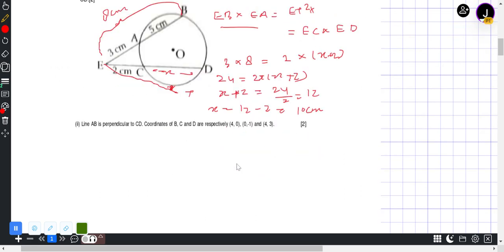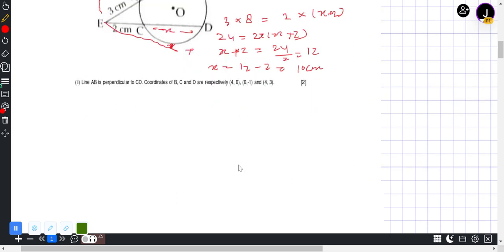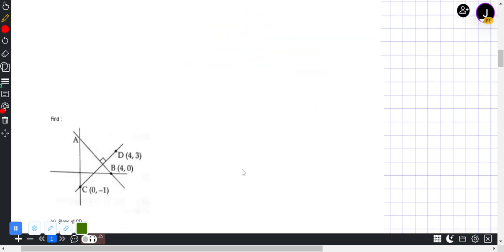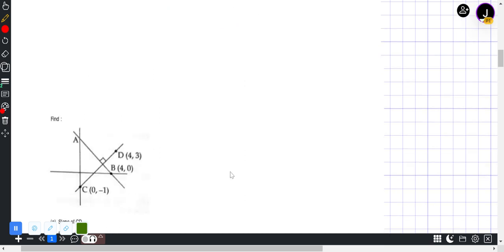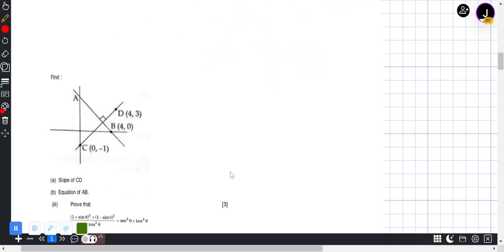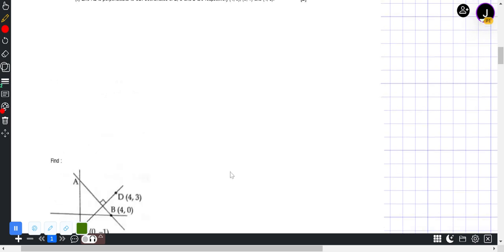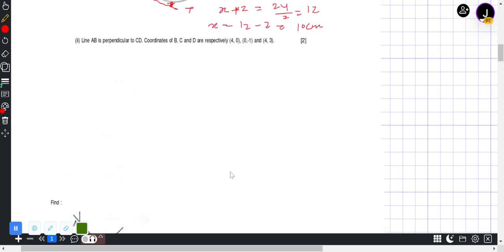Line AB is perpendicular to CD, coordinates of B, C and D are this. Okay, so what we have to find? Find this. Acha, this diagram is given. B, C, D are given, line AB is perpendicular to CD. So what is the question? Question is slope of CD. So slope of CD is very easy. Slope of CD is slope of a line which is connecting 2 points x1 y1 and x2 y2. What is slope of that line?